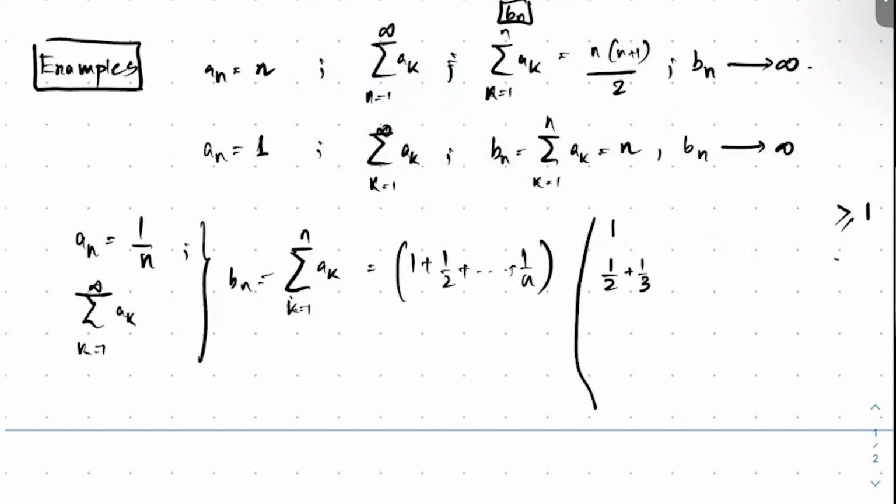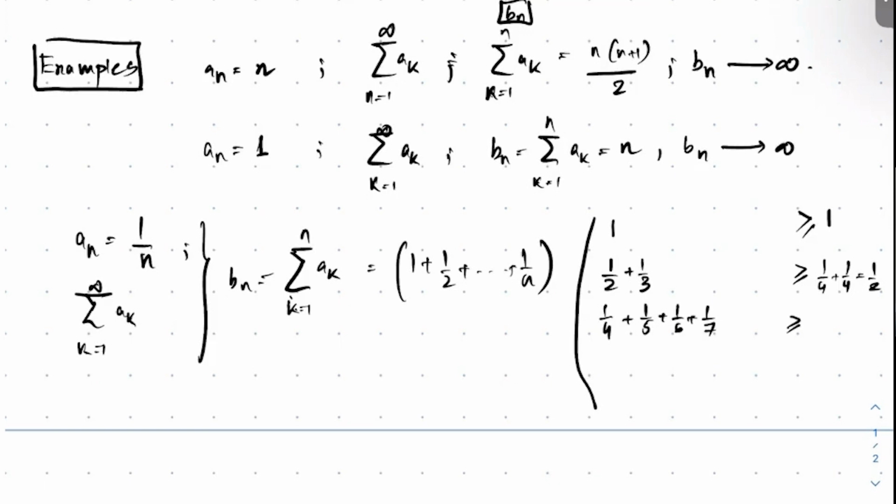Half plus one third is greater than or equal to, let's think about it. Both of them are greater than or equal to 1/4, and there are two of them. So it's 1/4 plus 1/4, which is 2 times 1/4, that is half. Now let's check 1/4 plus 1/5 plus 1/6 plus 1/7.